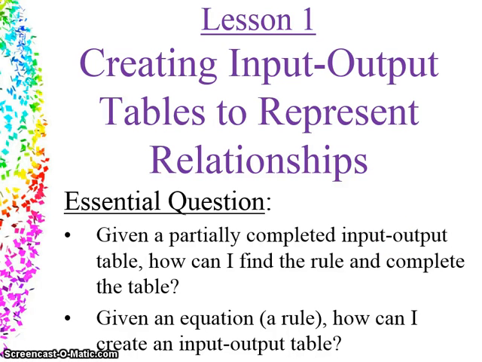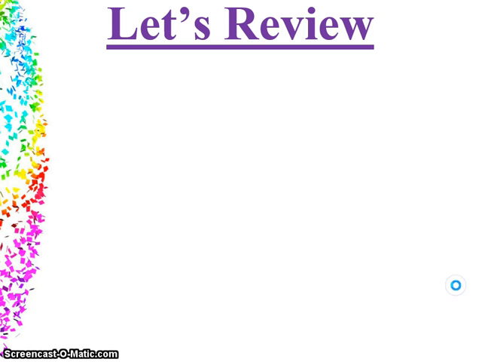Hello students and welcome to Lesson 1 of Unit 5 Part 2. In this lesson we will be creating input-output tables to represent relationships. Our essential questions are: 1. Given a partially completed input-output table, how can I find the rule and complete the table? And 2. Given an equation, which is a rule, how can I create the input-output table?